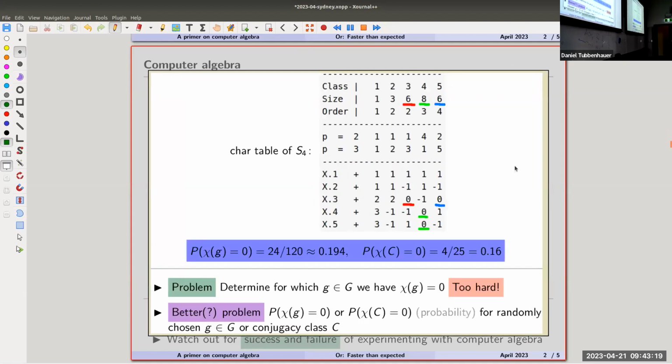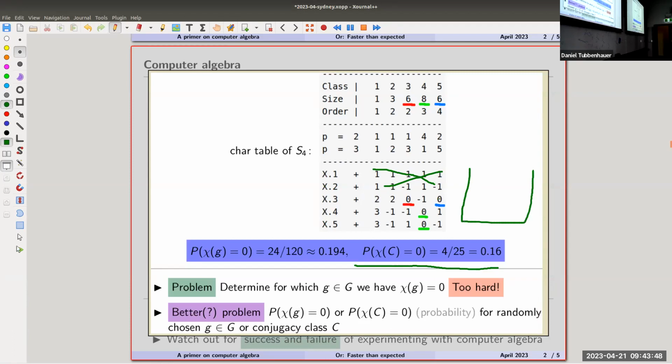Okay, so here's a much smaller character table. S4 has 2 one-dimensional characters. I'm ignoring those, they won't play a role anyway. And we are looking for the zeros. And I'm asking the following question. The second one is a bit easier: what is the probability that the entry is 0?